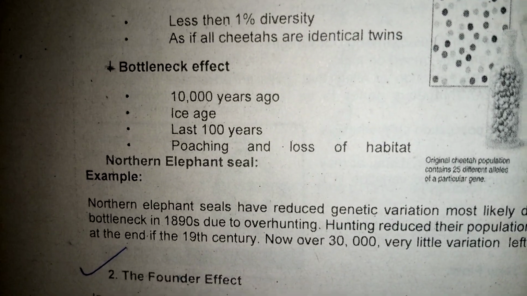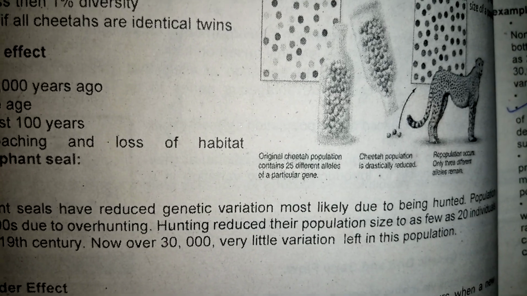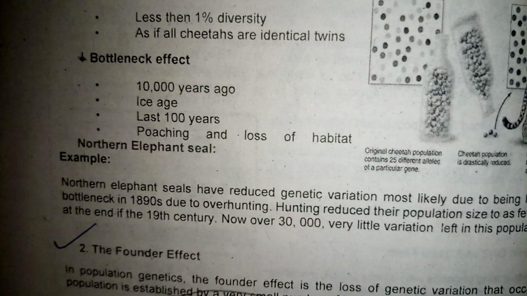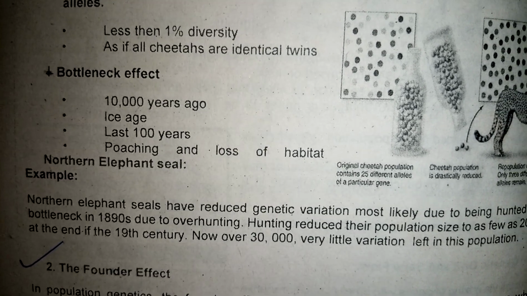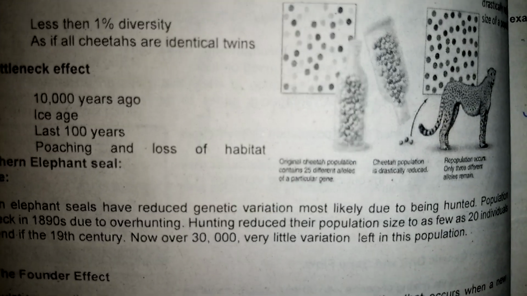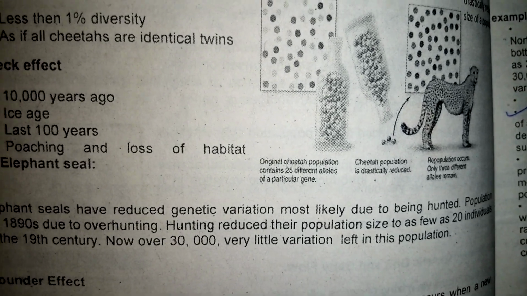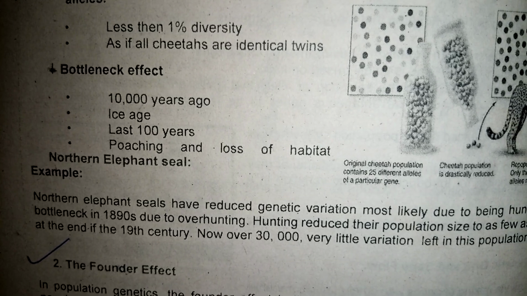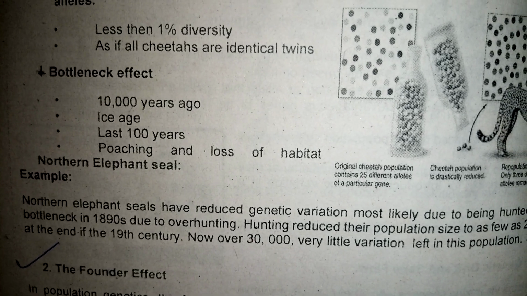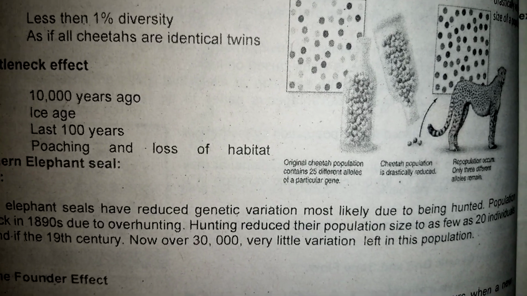Example, northern elephant seals have reduced genetic variation, most likely due to being hunted. Population bottleneck in 1890 due to overhunting. Hunting reduced their population size to as few as 20 individuals at the end of the 19th century. Now over 30,000, very little variation is left in the population.